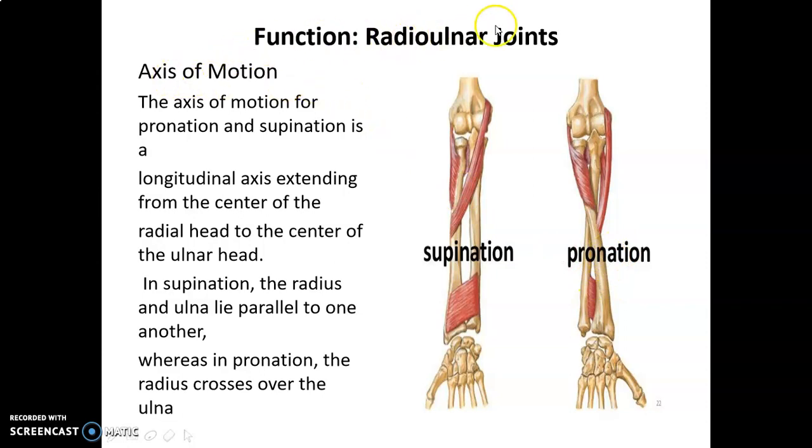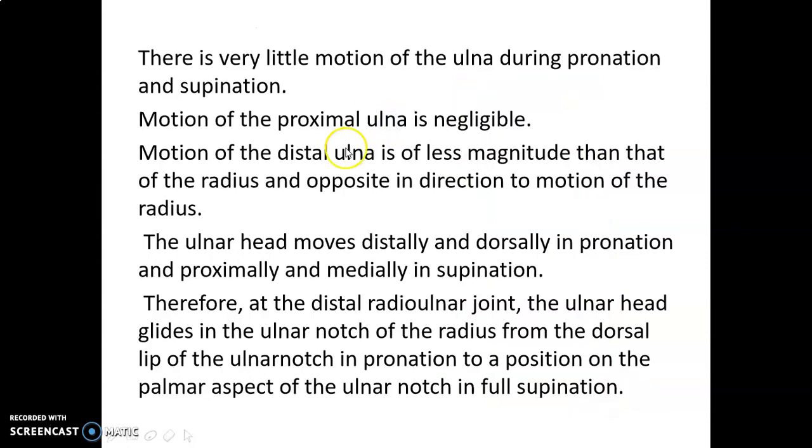The axis of motion for pronation and supination is a longitudinal axis extending from the center of the radial head to the center of the ulnar head. In supination, the radius and the ulna lie parallel to one another, whereas in pronation, the radius crosses over the ulna. As I have already reiterated, there is very little motion of the ulna during pronation and supination.